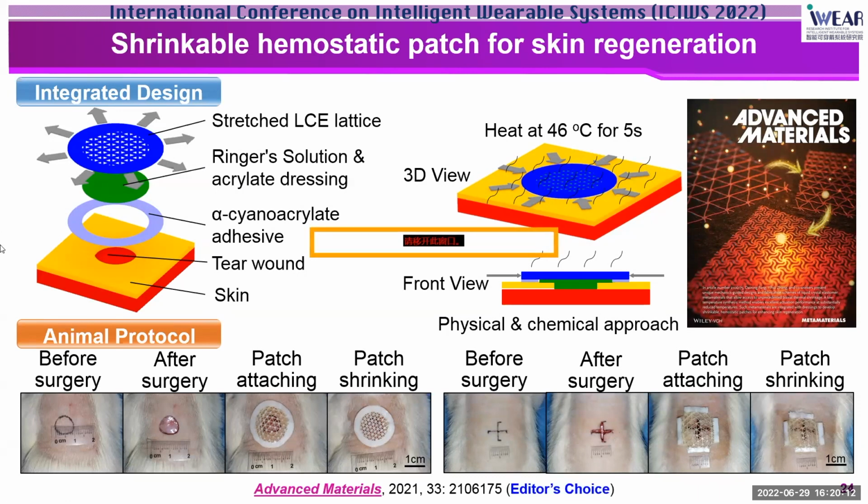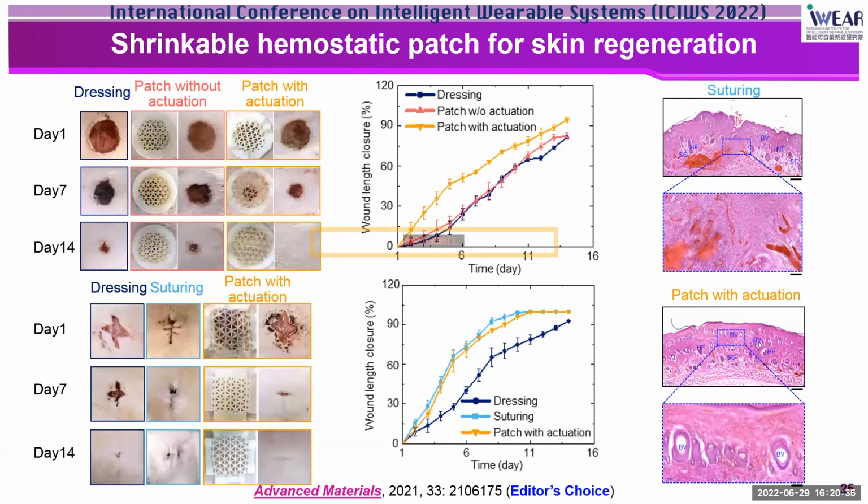And in terms of the animal experiments, we considered both round and cross-shaped wounds in the SD rats, which correspond to tear and incised wounds. We treated the wounds with different strategies, including the dressing, suturing, patch without actuation, and patch with actuation. And this slide shows the results of animal experiments.